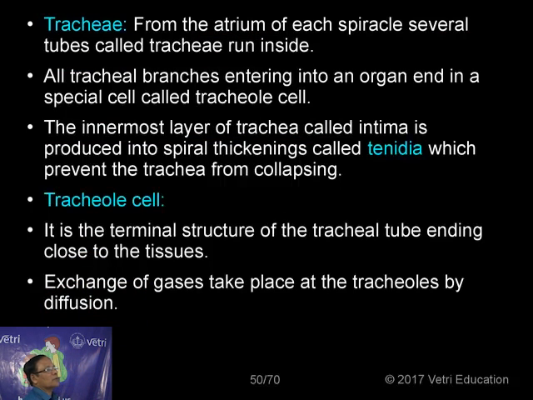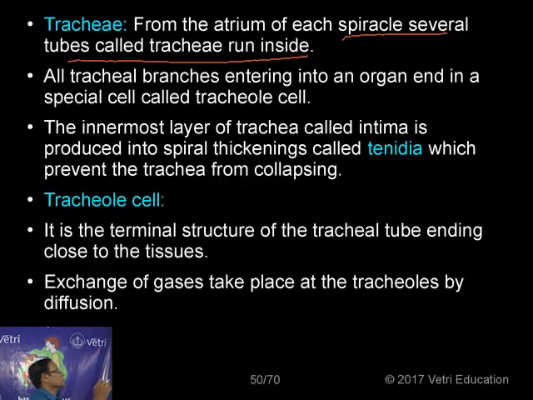Trachea. I mentioned there is a small chamber from which a system of tubes arises, called the trachea, running inside. There are two major trunks vertically and lateral branches also. They together form the tracheal system. The branches entering into an organ end in a special cell.